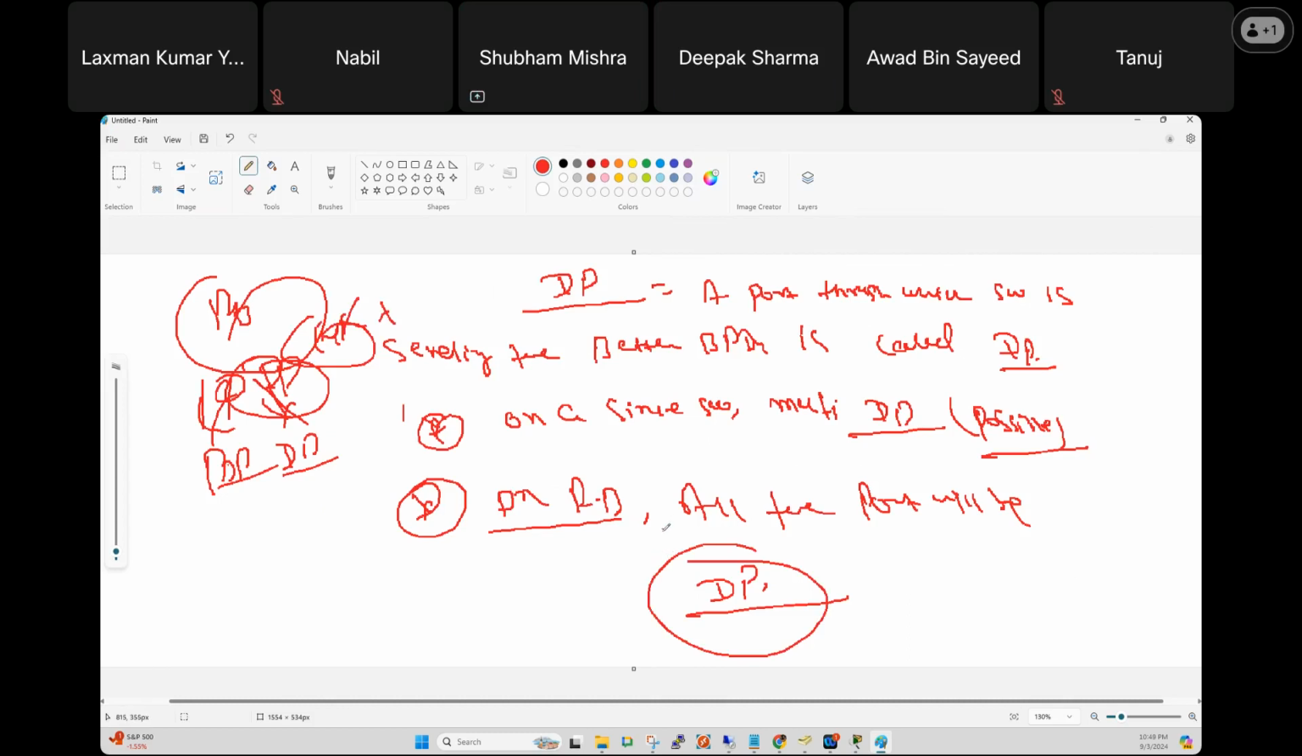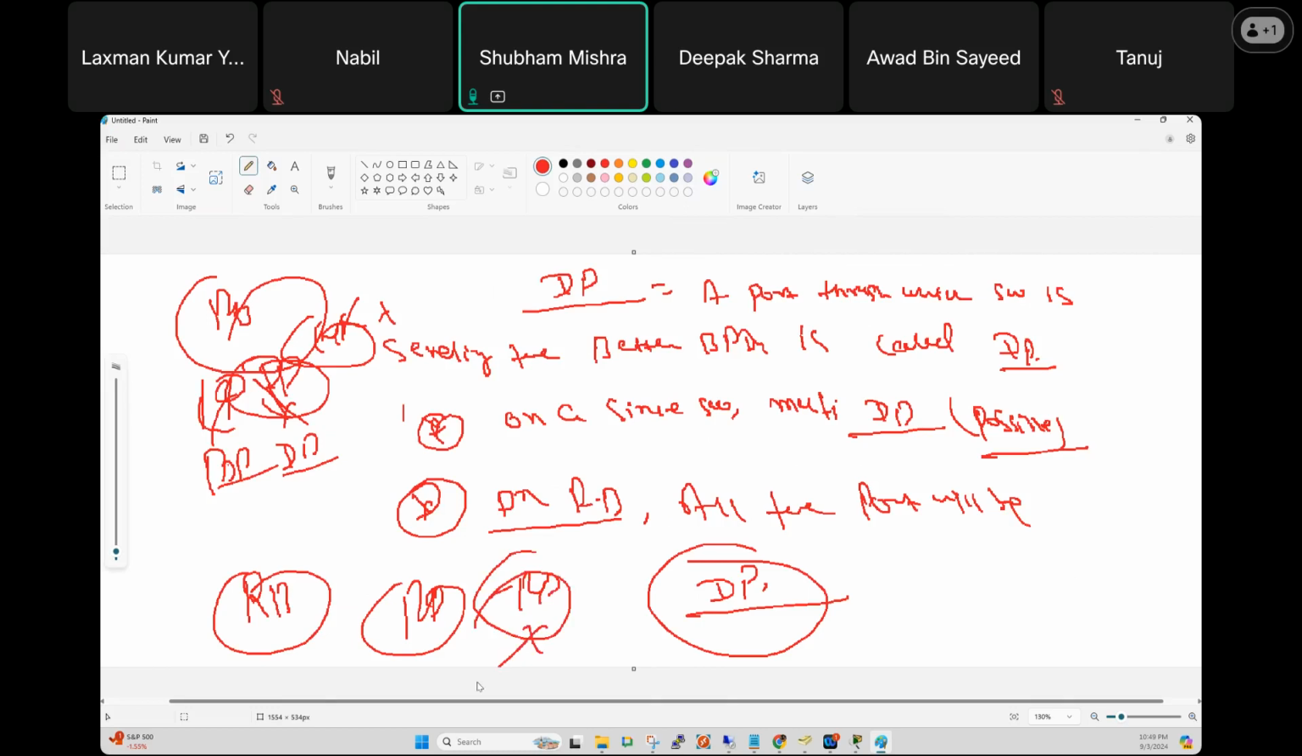So the interviewer can ask you, is it possible to become a root port on root bridge? Answer is no. Because root bridge is always sending the BPDU, not receiving the BPDU. Do you understand?